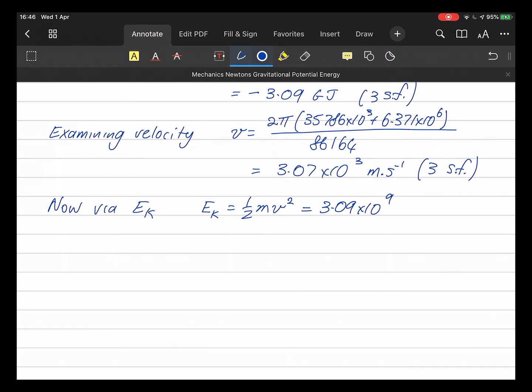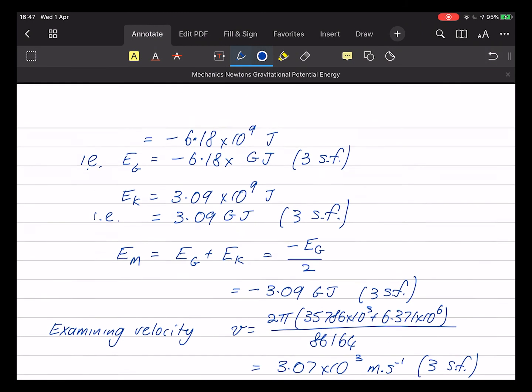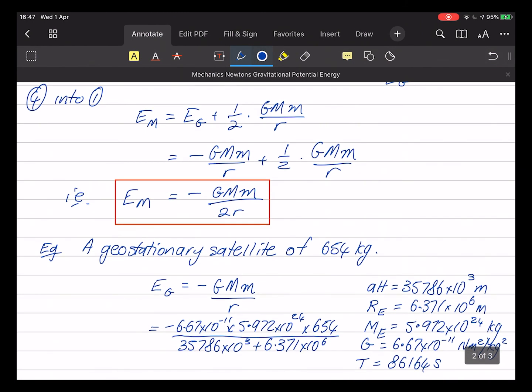So if I rearrange this equation, I get V equals the square root of, I need to take 2 lots of that one, 2 times 3.09 by 10 to the 9. And I need to divide by the mass, which we're told, which I looked up, was 654 kilos.